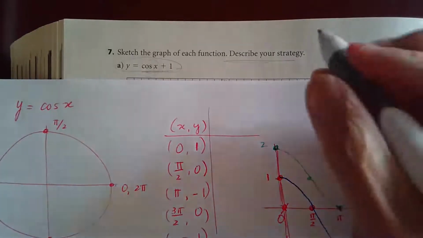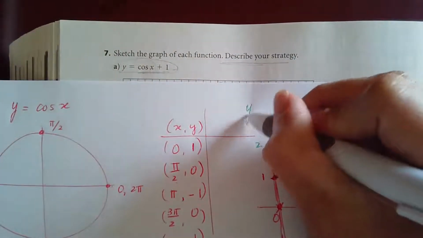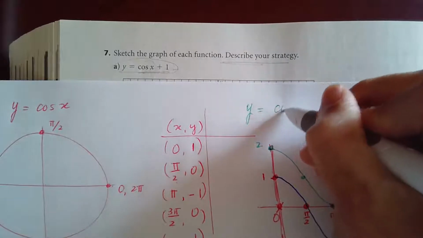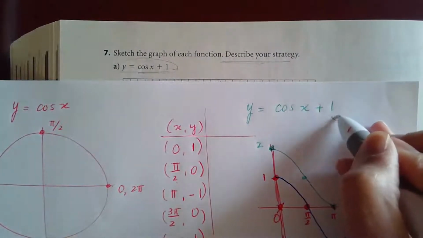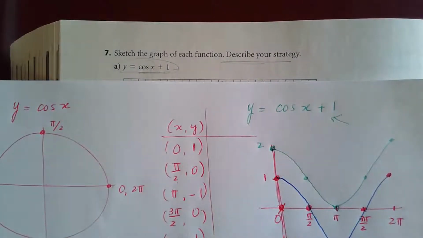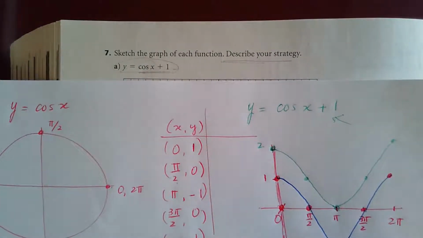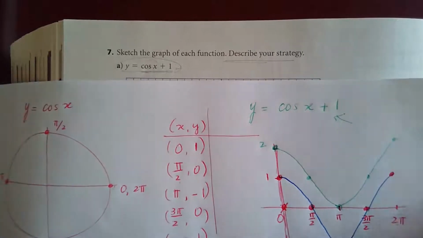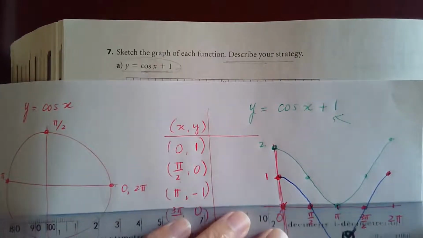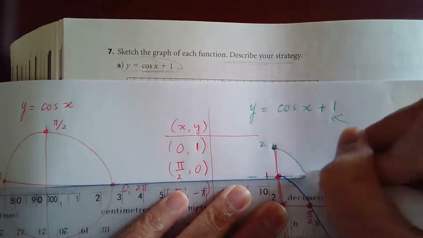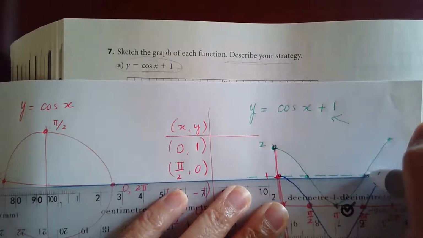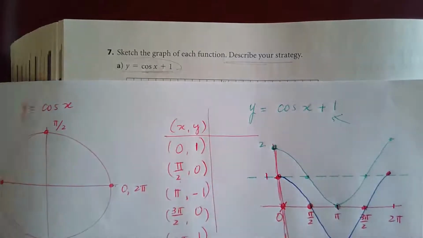Now I did mention earlier at the beginning, in y equals cos of x plus 1, the d value tells us where the middle line is, the median line. So the median line used to be here. Now the median line is up here.